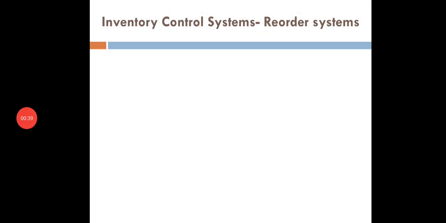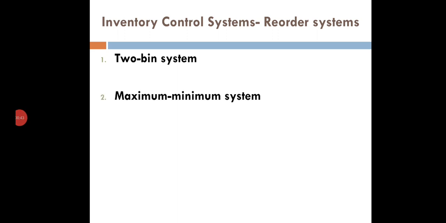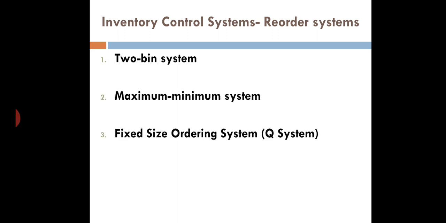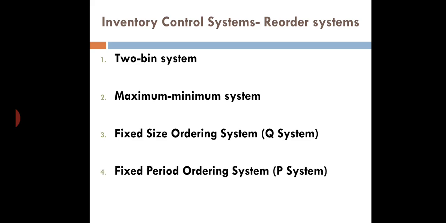So there are very basic systems. It starts with a 2-bin system. Then you can have a maximum minimum system. You can have a fixed period system and a fixed ordering system, that is Q system and P system. And you also can have a just-in-time system, that is JIT. It's a part of the lean manufacturing system for better, efficient inventory control.